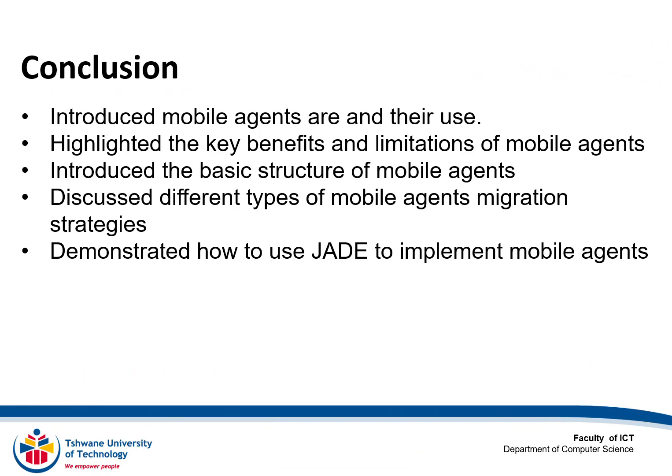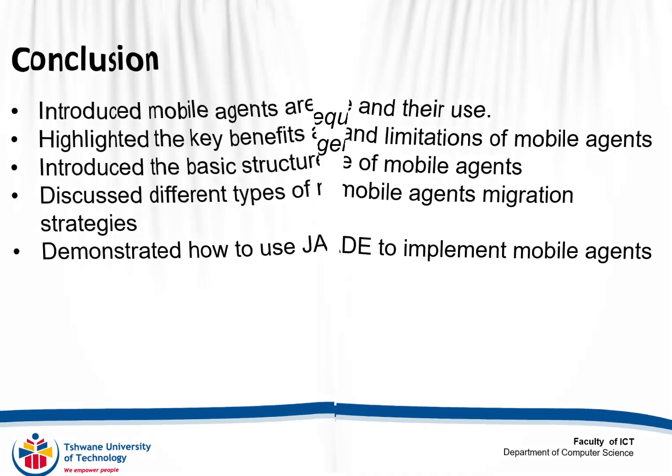By way of conclusion, we've introduced mobile agents, what they are and how to use them, highlighted the key benefits and limitations of mobile agents, and demonstrated the basic structure of mobile agents. Further to that, we've discussed the different types of mobile agent migration strategies, as well as demonstrated the use of Jade and mobile agents.